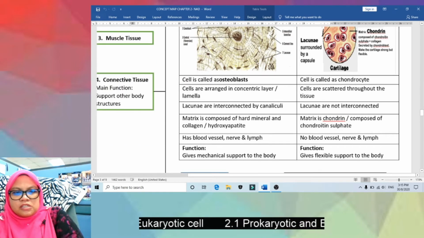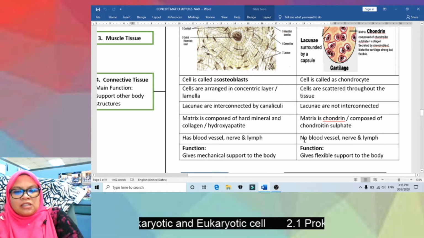For compact bone, it has blood vessels, nerves, and lymph. But for hyaline cartilage, there are no blood vessels, nerves, and lymph. For compact bone, the main function is to give mechanical support to the body. Whereas for hyaline cartilage, the function is to give flexible support to the body.